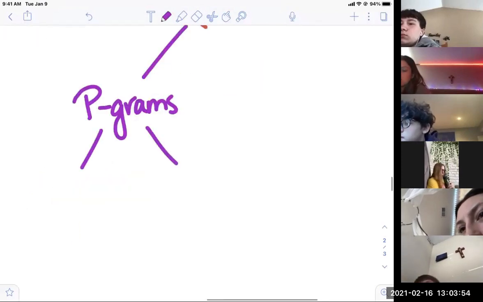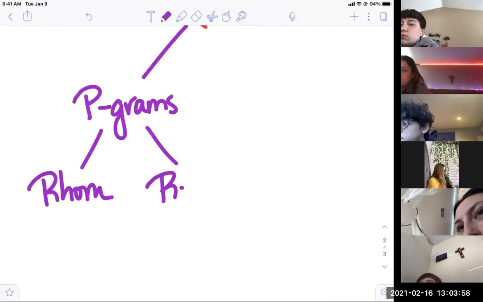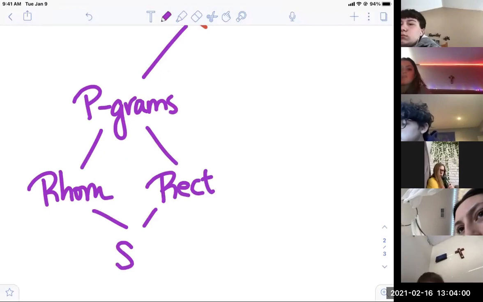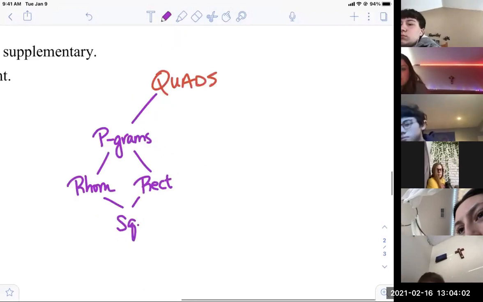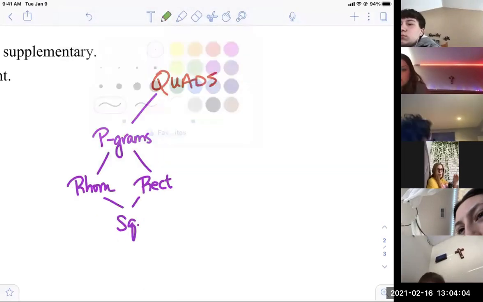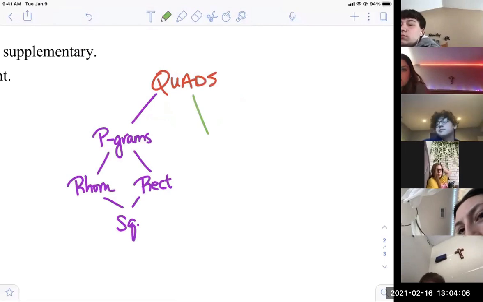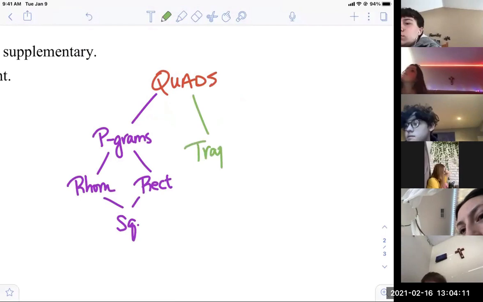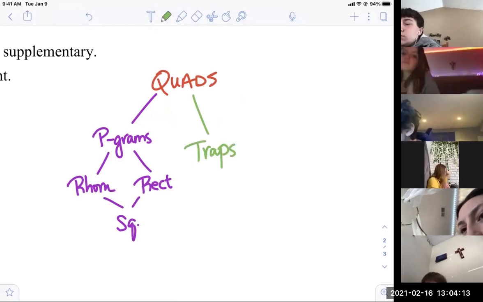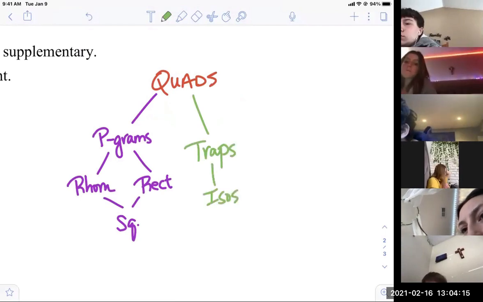Because it's a separate branch on that diagram. Exactly. So remember that in our tree diagram, trapezoids only have one pair of opposite parallel sides. They have one and only one. So that means they cannot be parallelograms. And remember, underneath trapezoids, you'd have isosceles trapezoids here.